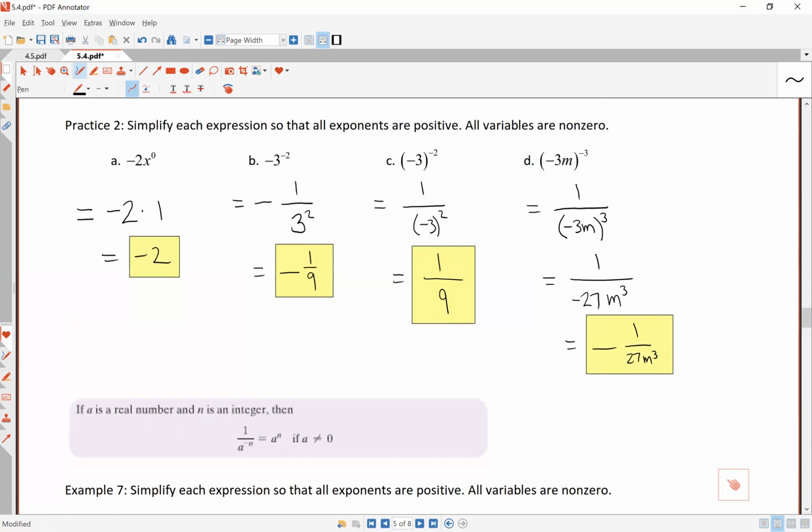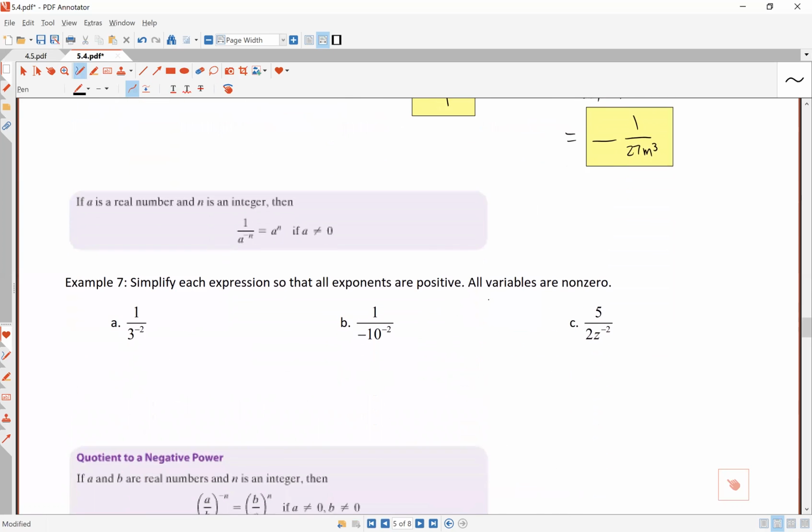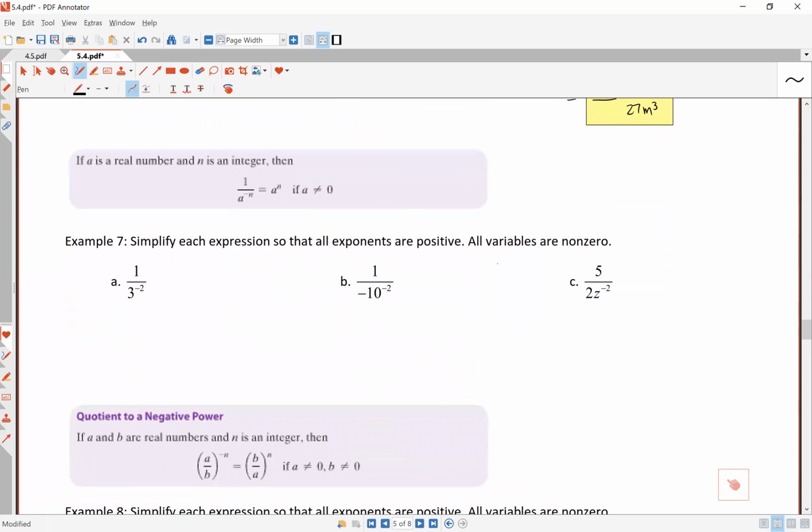Moving on to the next idea, what if the negative exponent is in the denominator? If it's 1 over 3 to the negative 1, then we think of that as 1 over 1/3. The numerator is 1, and the denominator that we're dividing by is 1/3. 1 over 1 divided by 1/3 is 1 over 1 times 3 over 1, which gives me 3.